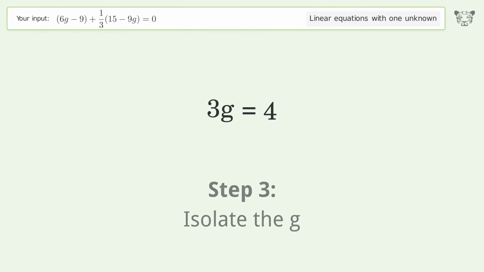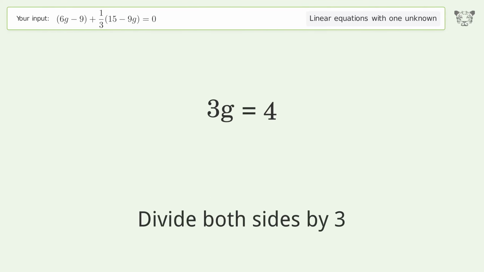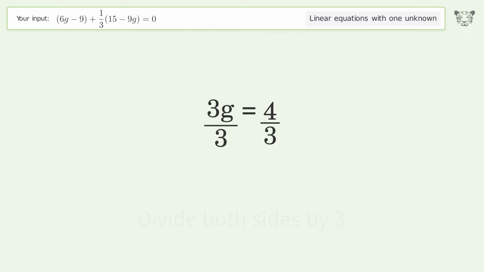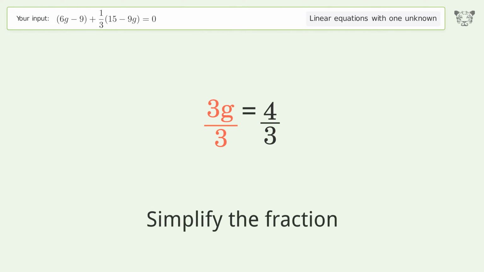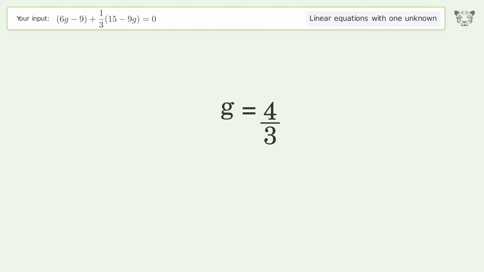Isolate the g. Divide both sides by 3. Simplify the fraction. And so the final result is g equals 4/3.